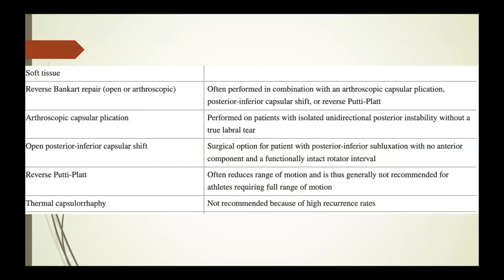To sum up the soft tissue procedures, reverse Bankart repair often represents the combination of arthroscopic capsular plication and posterior inferior capsular shift. Arthroscopic capsular plication is for patients with isolated unidirectional posterior instability without true labral repair. And open posterior inferior capsular shift is a surgical option for the patient with posterior inferior subluxation with no anterior component, under a functionally intact rotator interval.